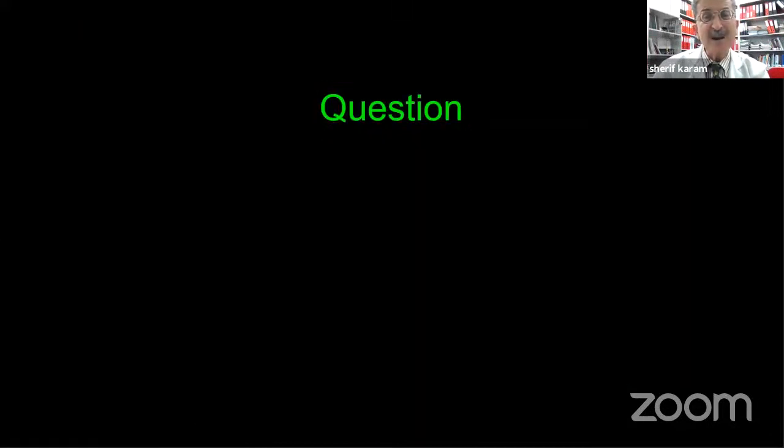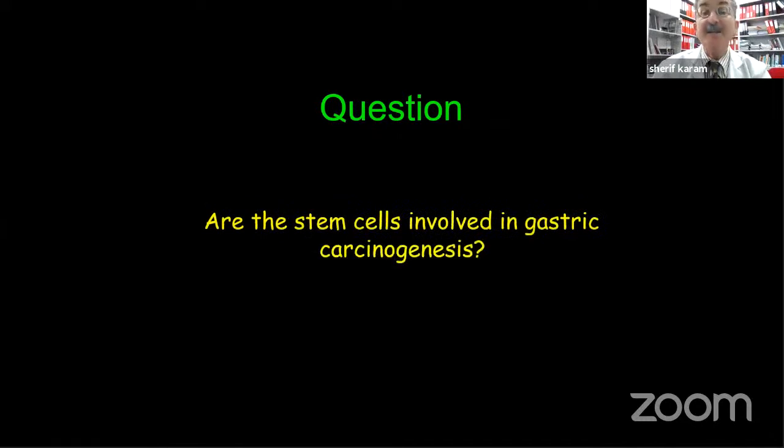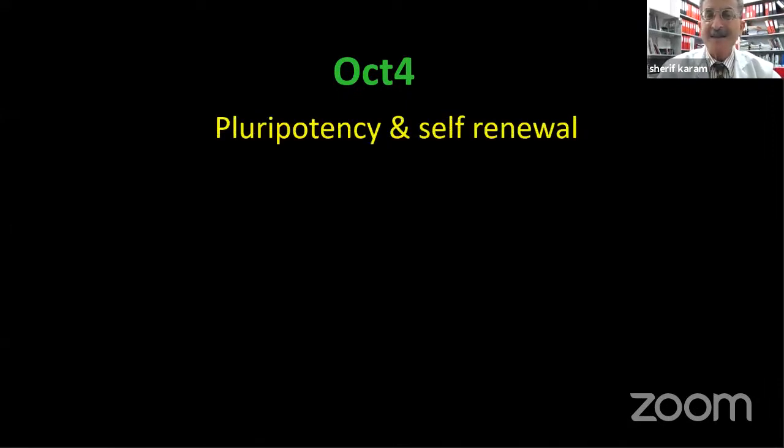Now, the question arises whether stem cells are involved in gastric carcinogenesis. We know that H. pylori is a carcinogenic bacteria, and there is an old theory talking about the stem cell origin of cancer. One of the markers that is well known for stem cells is OCT4. OCT4 is a transcription factor which is known to be important for the pluripotency and self-renewal of stem cells.